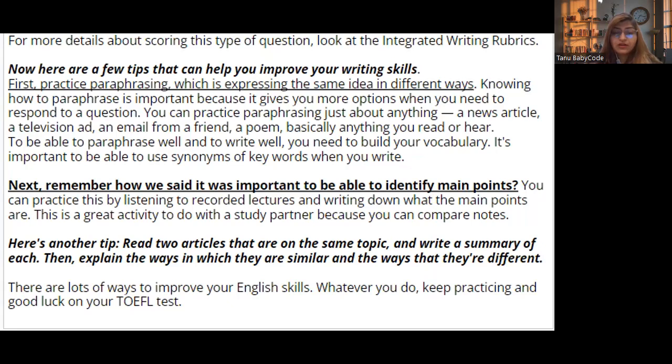Next, remember how I said that you have to identify main ideas. So start practicing by listening to different lectures. Write down the main points. You can do it with your friends, your study partners also. Another tip is to read two articles on the same topic. Write a summary of each. Explain the ways in which they are similar and the ways they are different also, right? So do improve your English speaking skills and English skills also.